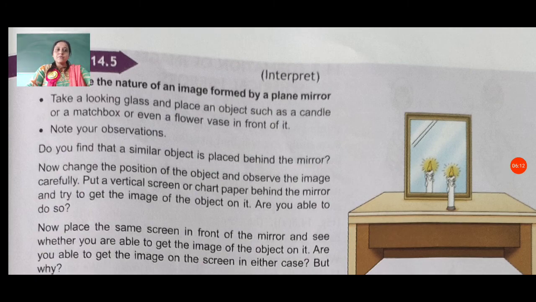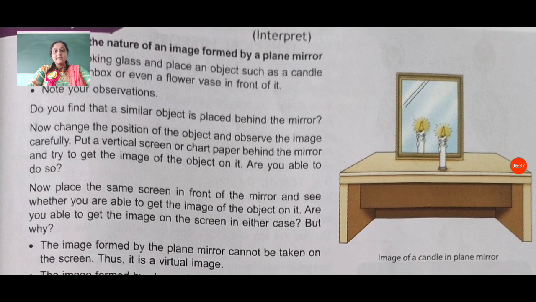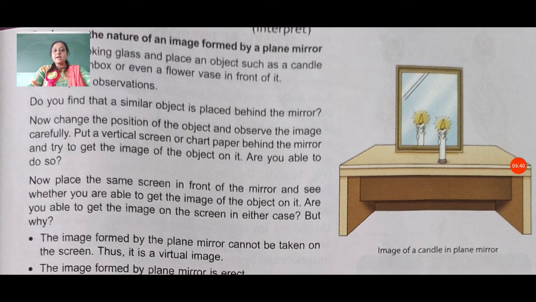Observe the nature of an image formed by a plane mirror. You can see here a plane mirror is used. Take a looking glass and place an object such as a candle, matchbox, or even a flower vase in front of it. You can also do this activity at home because it is very easy. Now note your observation. Do you find that a similar object is placed behind the mirror?